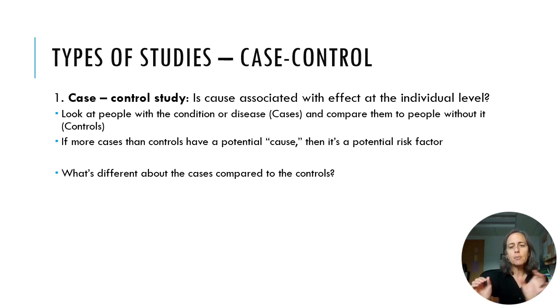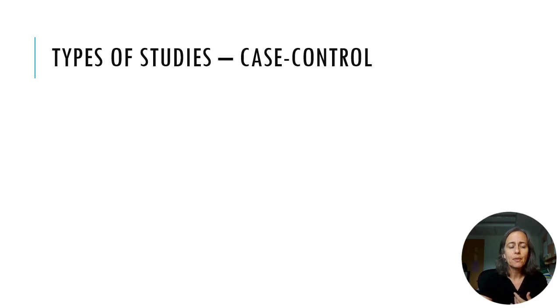And if we find that the people with the disease were more likely to have this potential risk factor than the people who don't, then it's possible, then maybe we're onto something, right? So we're asking ourselves, what's different about those cases compared to the controls, right? Of all the kids in Victorian England who got cancer, what did they have all have in common, or were more likely to have in common compared to the kids who didn't get cancer? So let me give you a couple of examples.